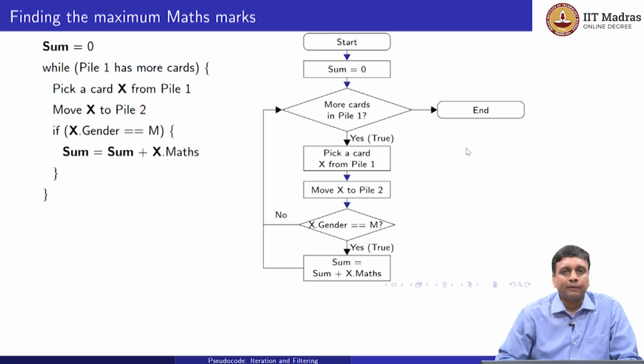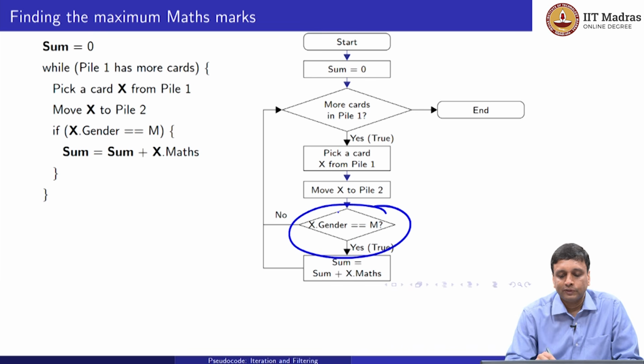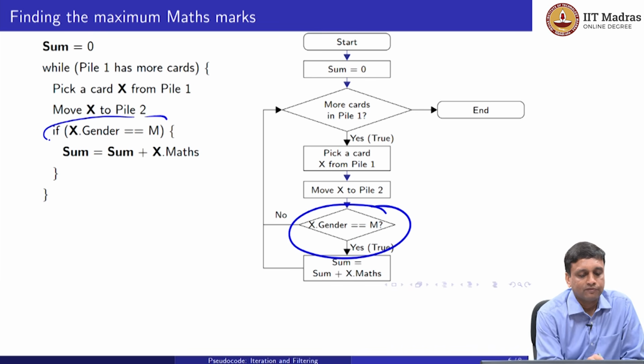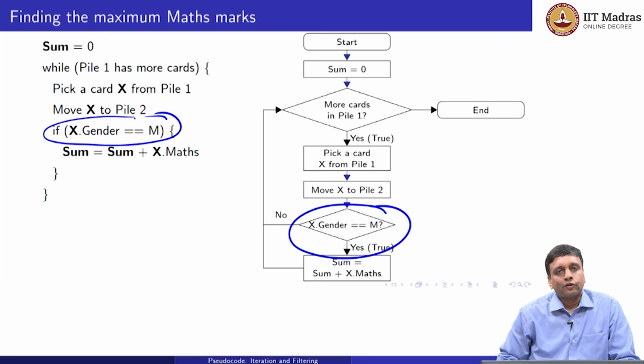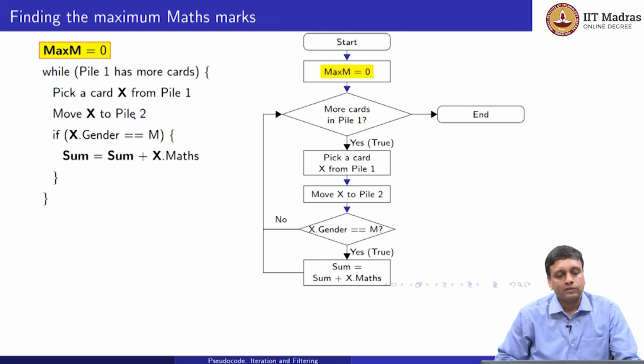So now instead of adding up the maths marks across the cards, what we want to do is find the maximum maths marks. So here for instance, we have the code that we wrote to find the sum of the boys' maths marks. So this was a filtered iteration. If you remember, we went through all the cards and then we had this filtering condition here which checked whether the gender was m or not, which is this if condition here. So instead of the sum, we want to keep track of the maximum maths marks. So first of all, let us use a different name for the variable. So we take, instead of sum, the word max m.